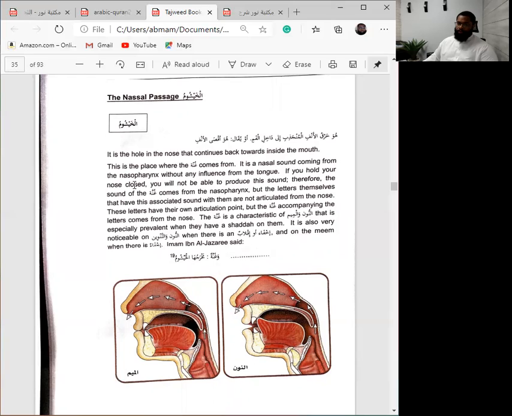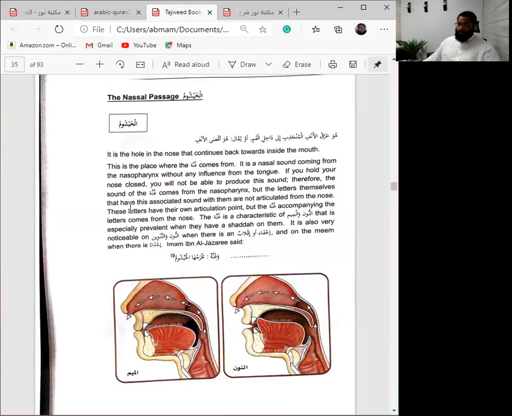It's a nasal sound coming from the, and maybe Dr. Jamal, you can help me with this word. Nasopharynx. Pharynx, nasopharynx, yes. Nasopharynx, without any influence from the tongue. So it's coming out through here, and the tongue is not influencing it. If you hold your nose closed, you can try this, you will not be able to produce the sound. Therefore, the sound of the ghunnah comes from the nasopharynx.